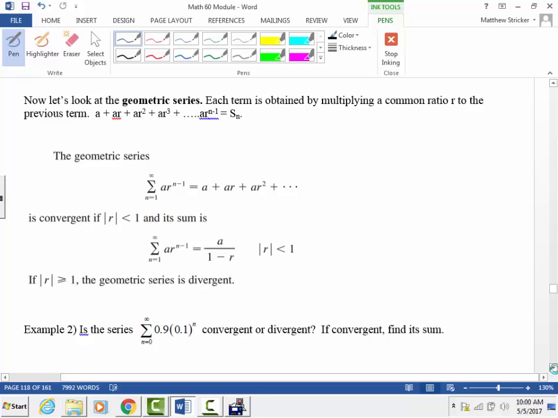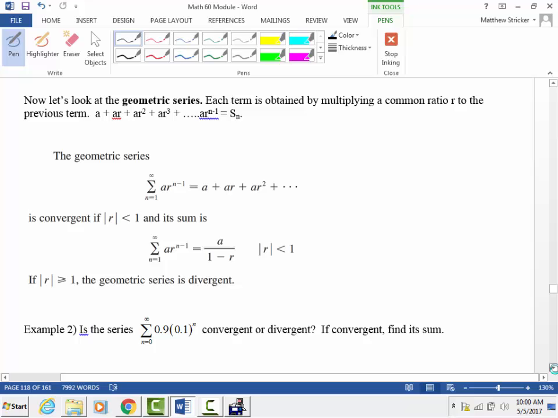Geometric series have this form. You start with a value, a, and then each subsequent term, you multiply it by r. You multiply it by r twice. You multiply it by r 3 times. What's r? r is the common multiple. Here's an example right here. The first term is 0.9, and then you multiply each time by 0.1.